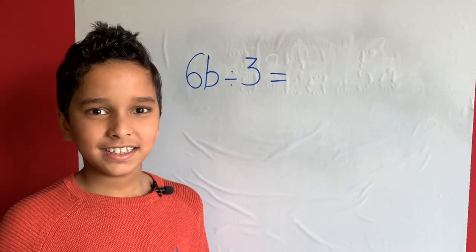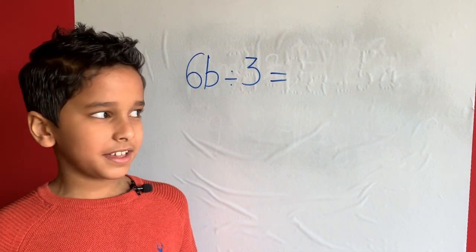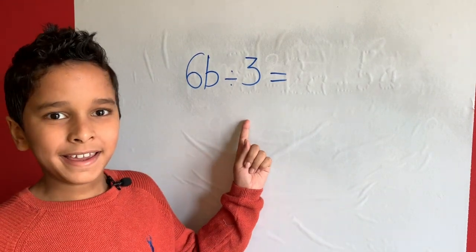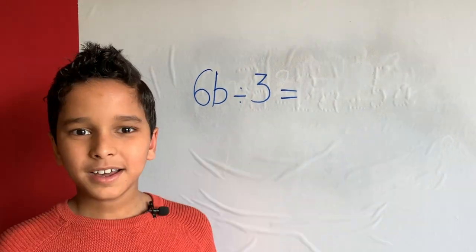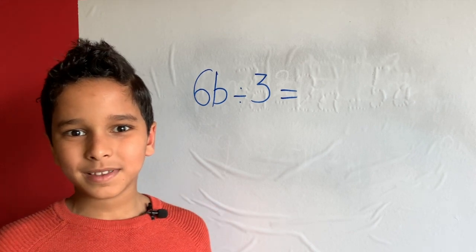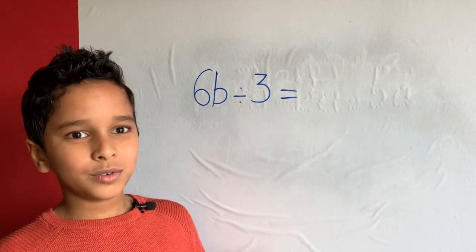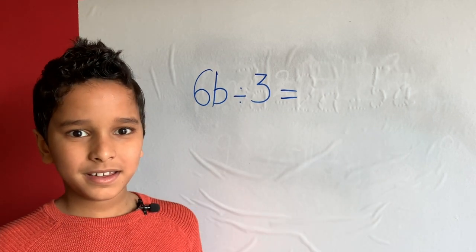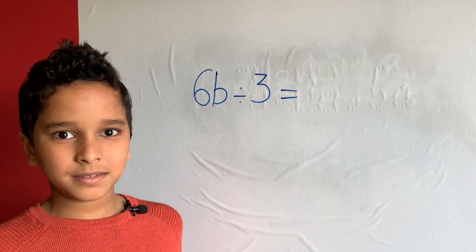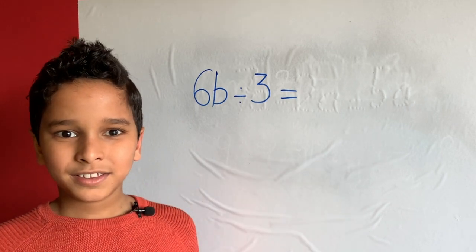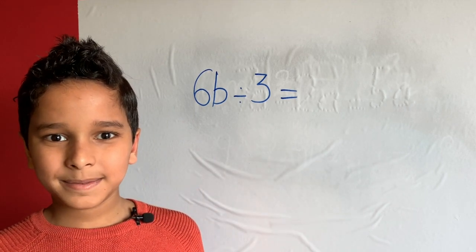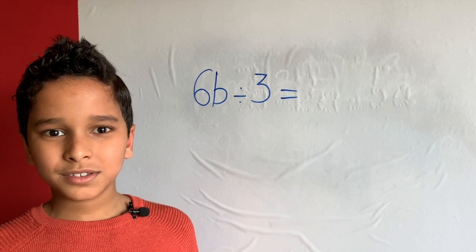Yummy! Let's look at another example. 6B divided by 3. Start by dividing the numbers first. 6 divided by 3 equals 2, but here we are dividing 6B by 3. So 6B divided by 3 equals 2B.